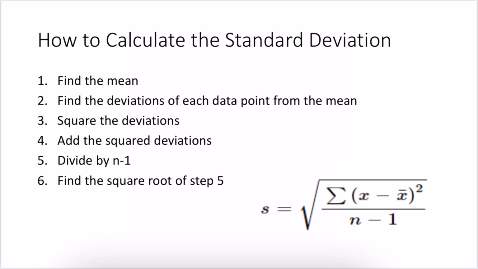Okay, so when we're calculating the standard deviation, there is a formula for it, but I think that it's easier to calculate the standard deviation by following the steps that I've listed here. So we're first going to find the mean, then we find the deviations from each data point from the mean, then we square those deviations and add them all up, divide by the number of data points minus 1, and then find the square root of that.